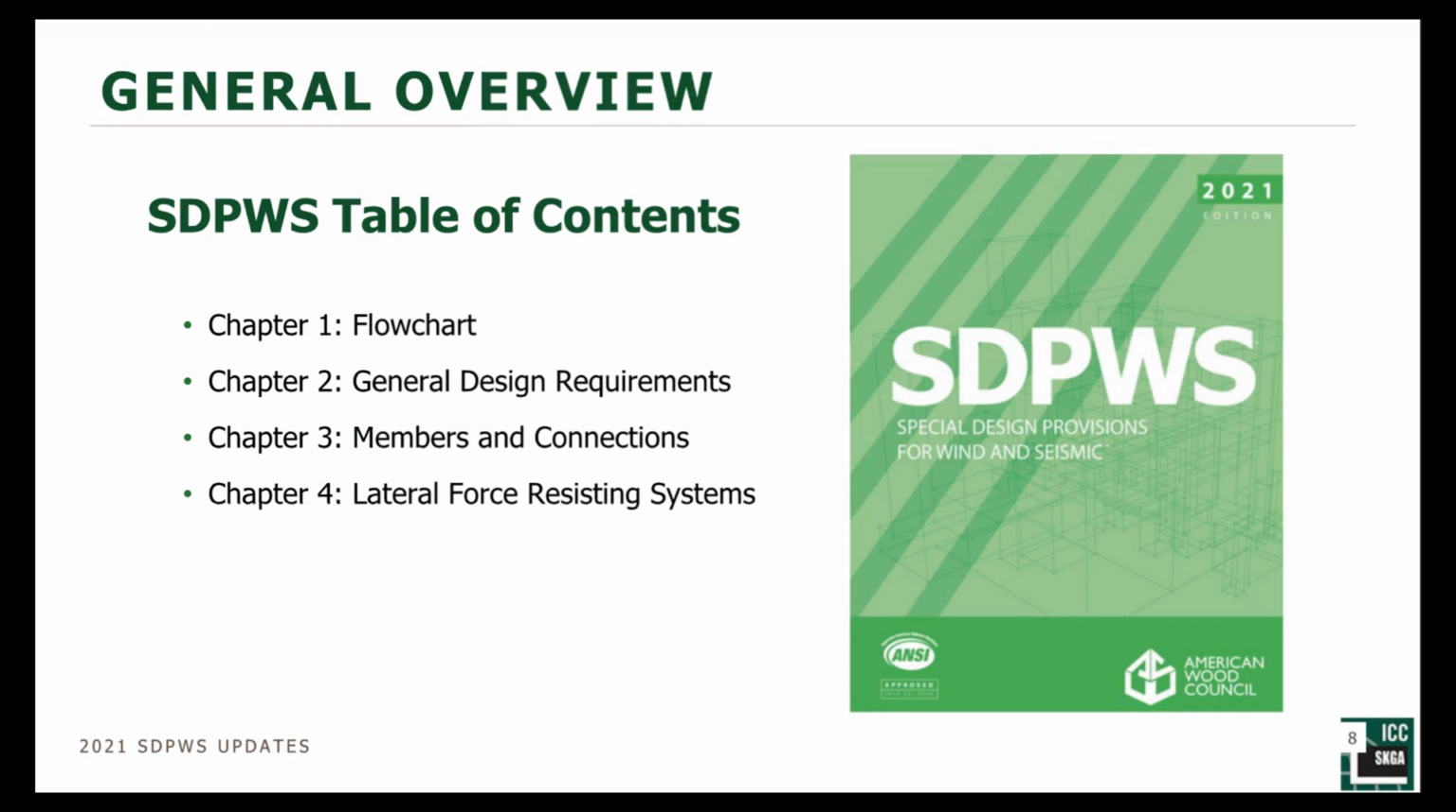If you go into the standard, you'll see that it has 4 chapters. We're going to be dealing primarily with chapters 3 and 4 today. Chapter 1 is just a flow chart that basically tells you if you're in the right place, and if you're not, it tells you you need to go somewhere else. Chapter 2 is general design requirements, scoping, and some definition of terms. And then Chapter 3 and 4 are really the meat of the standard. So that's where we'll spend the bulk of our time today.